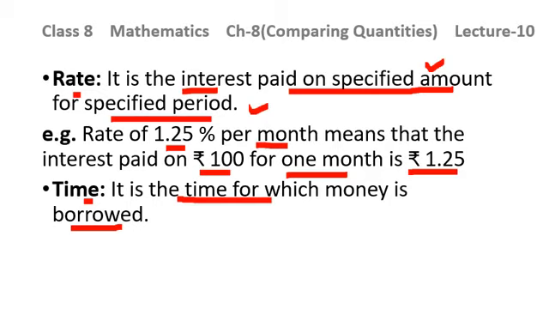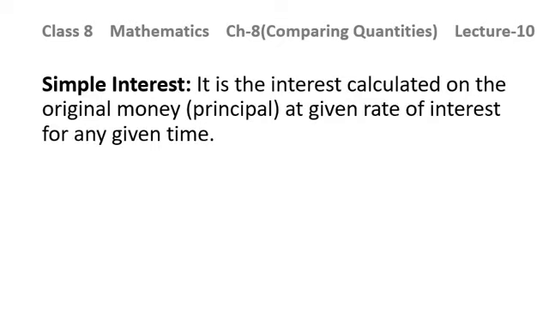First of all, we have studied principal, then interest, then amount, now rate and time. Now coming to simple interest, what is simple interest? It is the interest calculated on the original money, that is the principal, at a given rate of interest for any given time. This is very simple. It is simply the interest calculated on principal for a given rate of interest and for any given time.